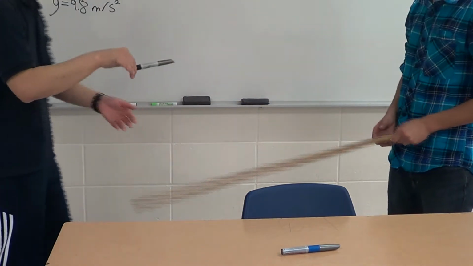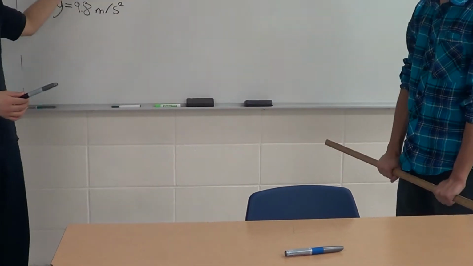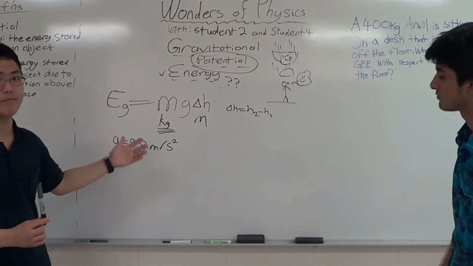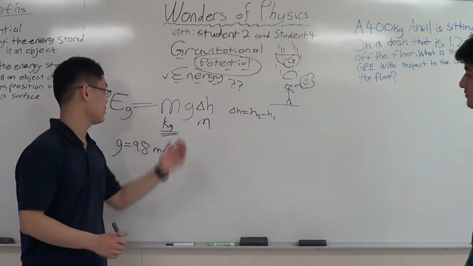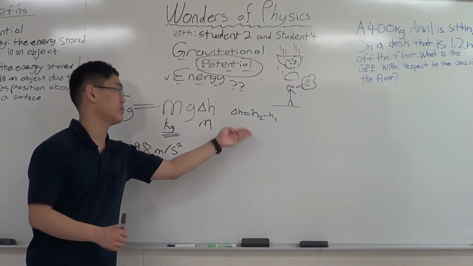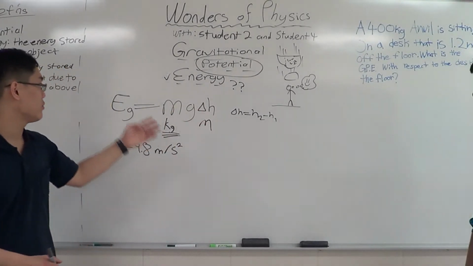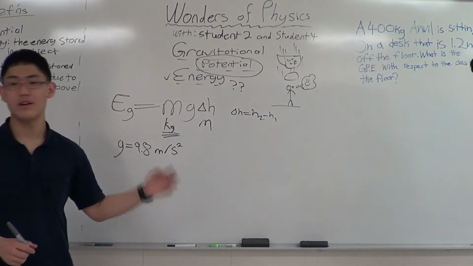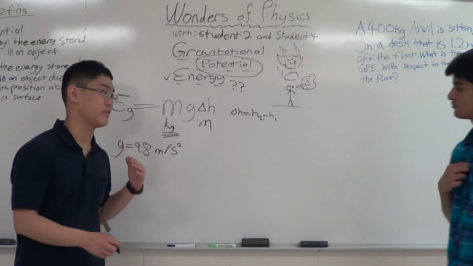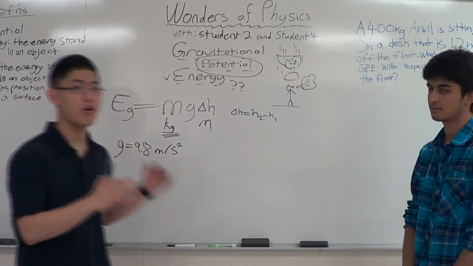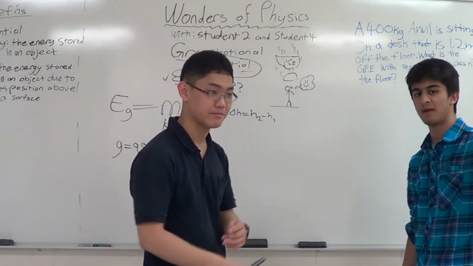Well, let's look at this equation. So mg delta h, they're all being multiplied together. So if the delta h is 0, h2 and h1 are the exact same, then of course the final answer is 0, because anything multiplied by 0, however many times you multiply it, will always equal 0. Simple math. You guys know that.